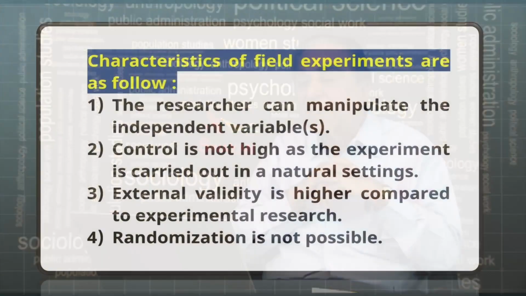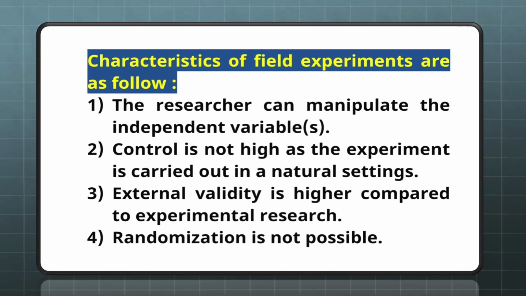So, if you do a mob study, today 100 people are in a procession, tomorrow another 100 people may be in that procession. So, it is difficult to replicate the field experiment, whereas in a laboratory experiment we can regenerate the same conditions and do replication research. Here it is not possible because we can't control that. So, the characteristics of field experiments are as follows. The researcher can manipulate the independent variable, control is not high; this we have already talked about.